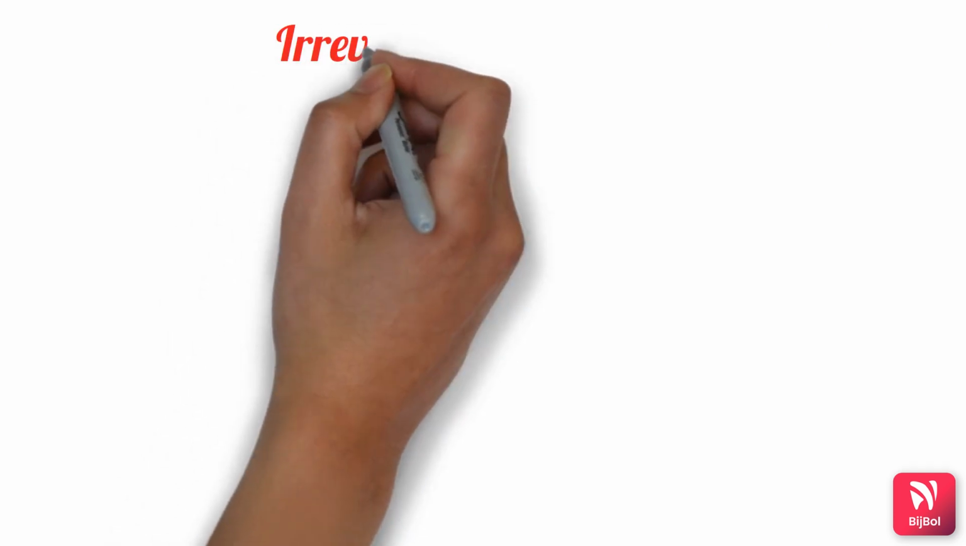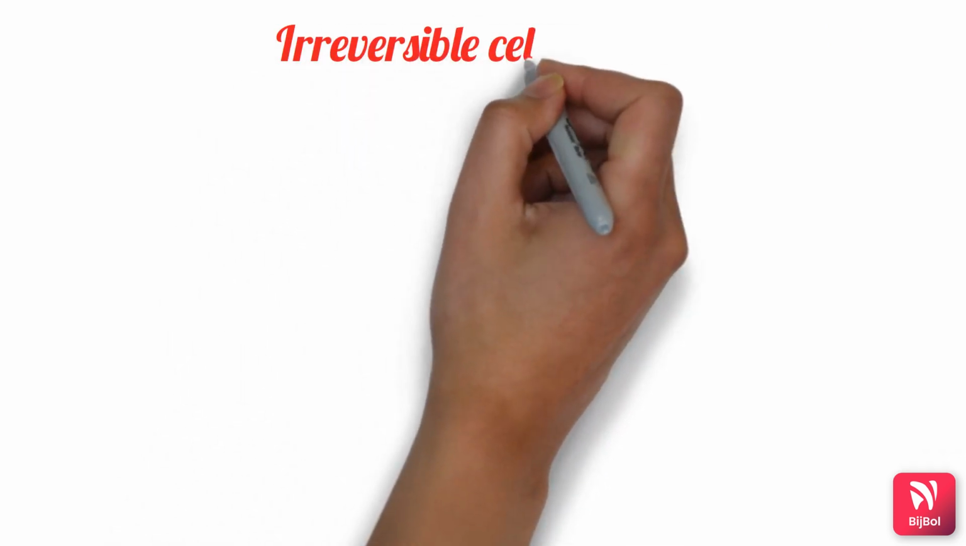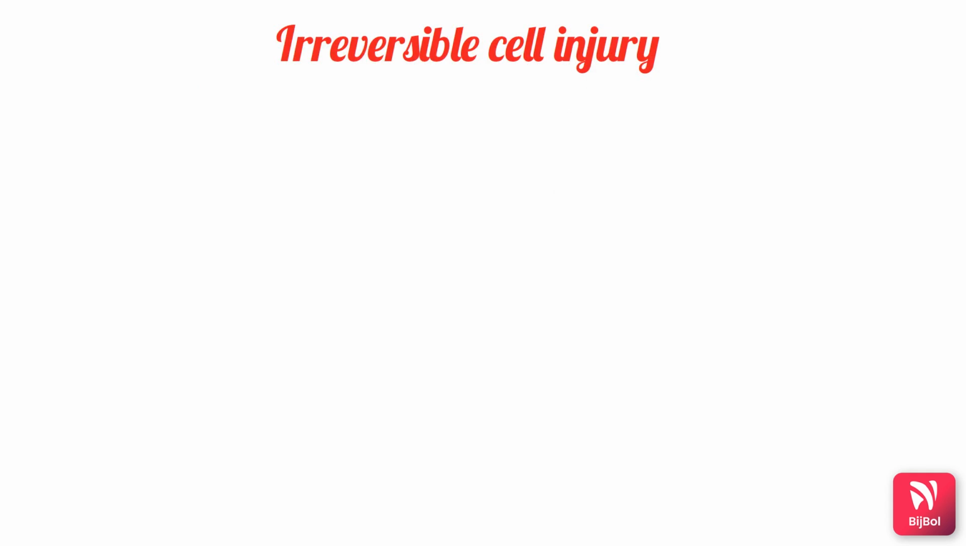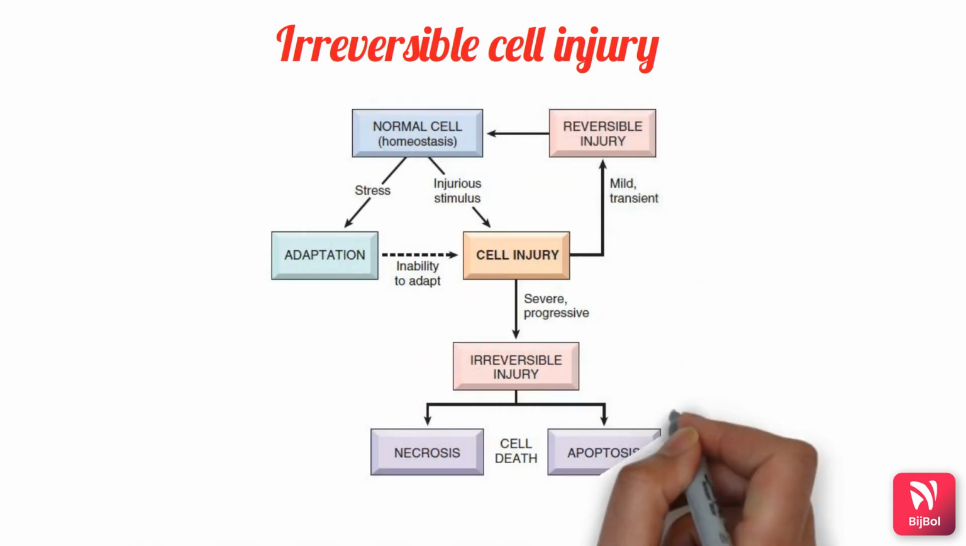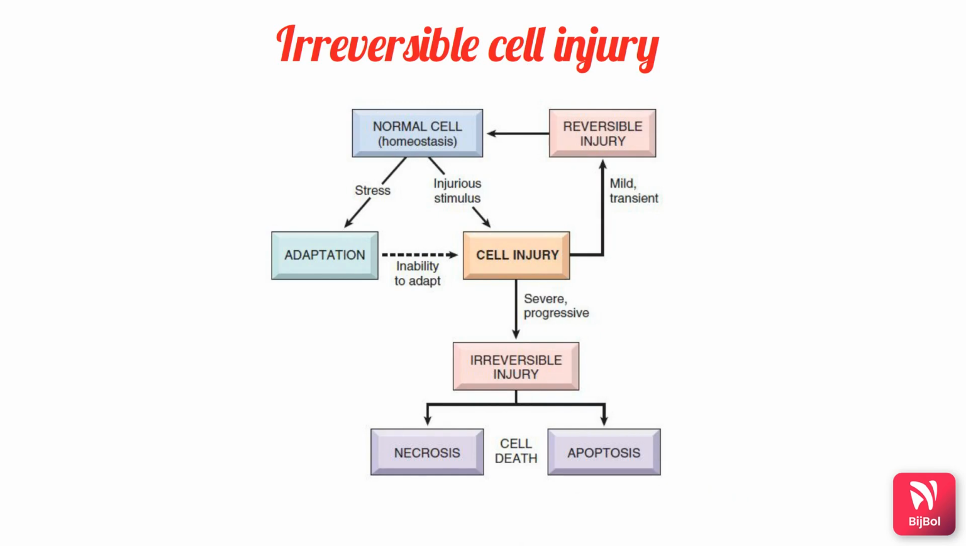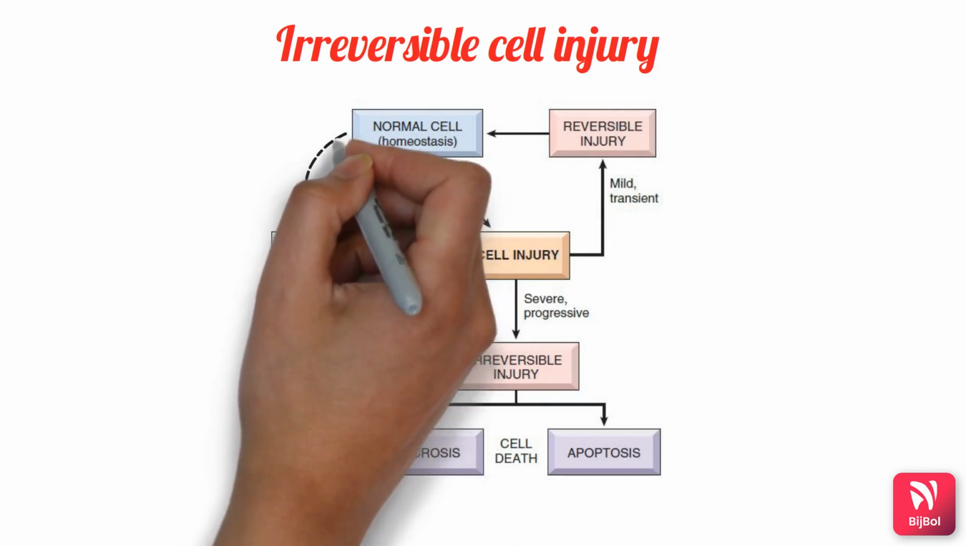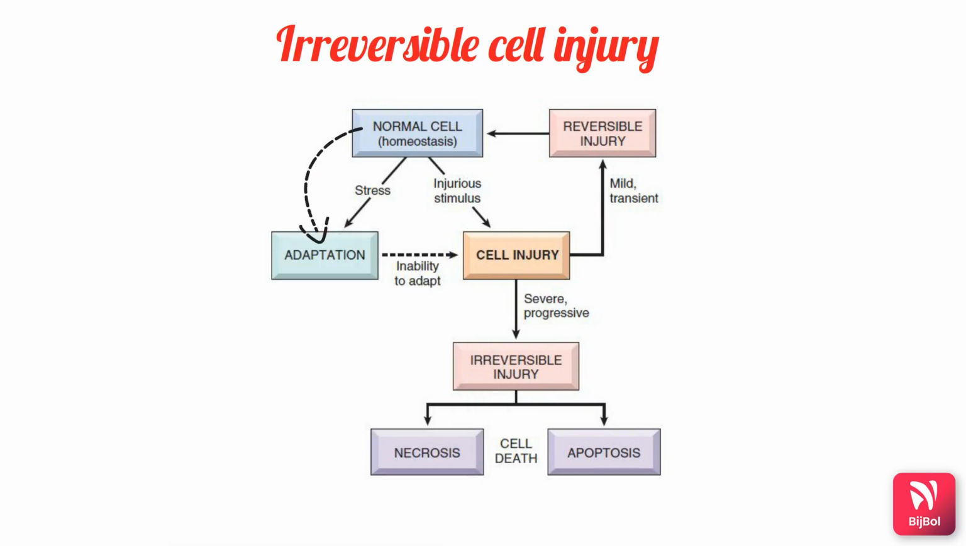So basically, how does the pathogenesis occur? What happens before this irreversible cell injury, that we will see first. As we have discussed in the first part, a normal cell will maintain homeostasis, but whenever there is a stress, it will try to undergo adaptations, that is cellular adaptations. Whenever it is unable to adapt to it, or whenever the injurious stimulus is more, it results in cell injury.